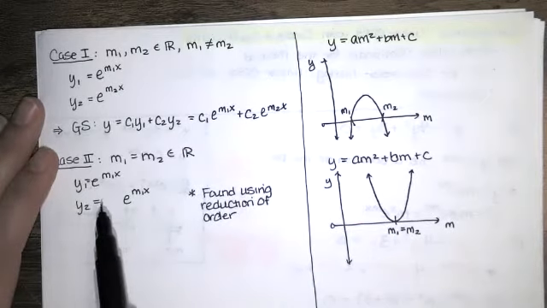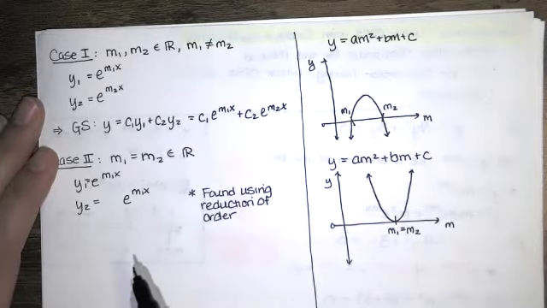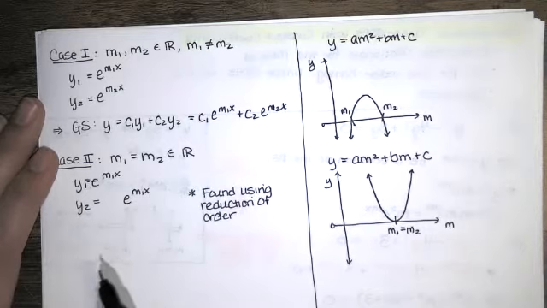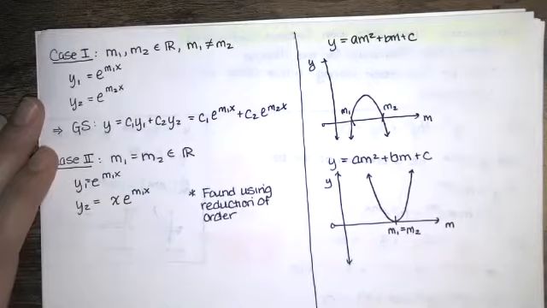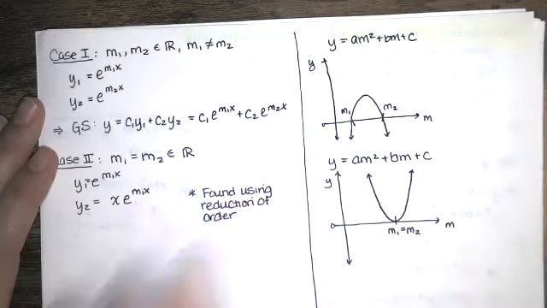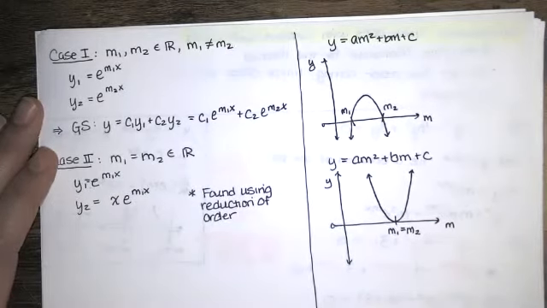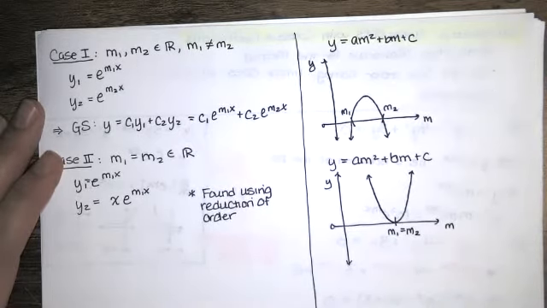But it turns out that if you have a repeated real root, m1 and m2, and they're both the same, that u that you would find using reduction of order is just x. So this is x times e to the m1x, and that's our second linearly independent solution. The x comes from reduction of order, which we could prove, but I'm not going to.